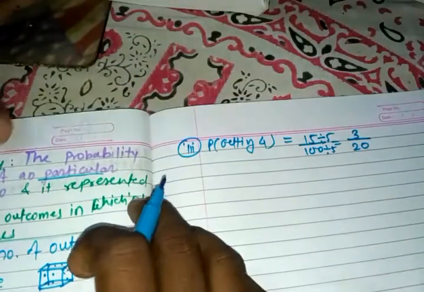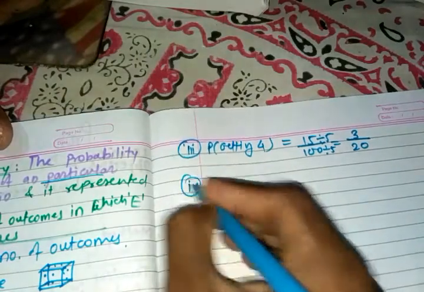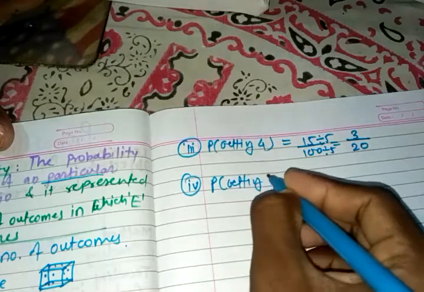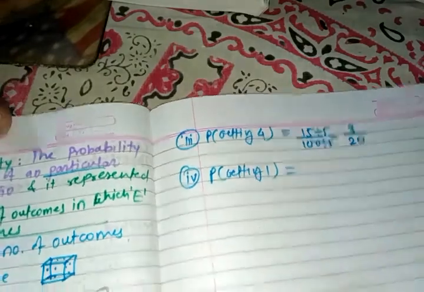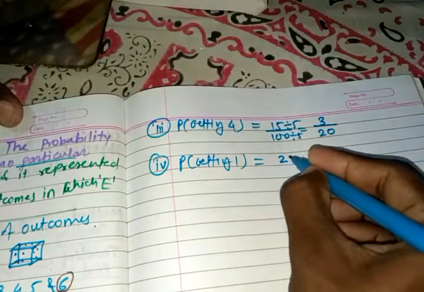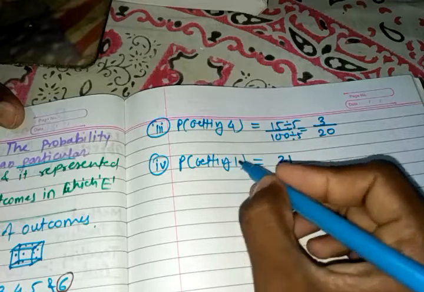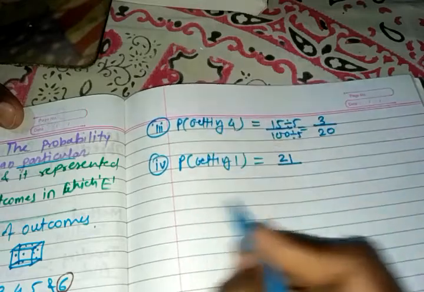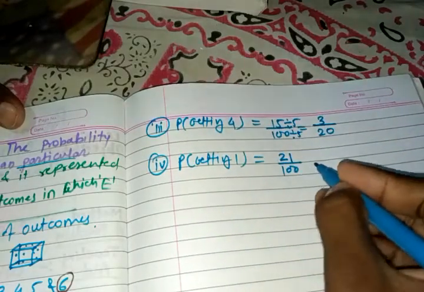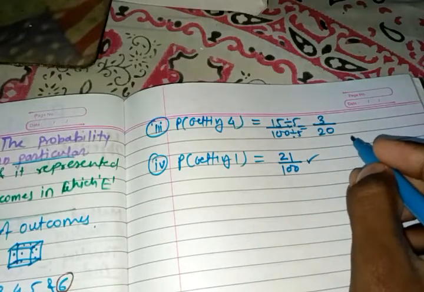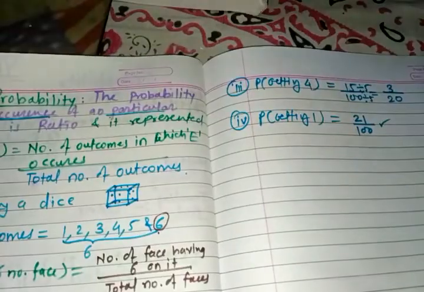And the last, the fourth one, the probability of getting 1. How many times does 1 come? 21. So we write 21 in the numerator, right? In the numerator we write the number of times the particular outcome, whose probability we are finding, comes, out of 100. So that is the final. In this way question number 3 is completed. Try to understand it by seeing this video.